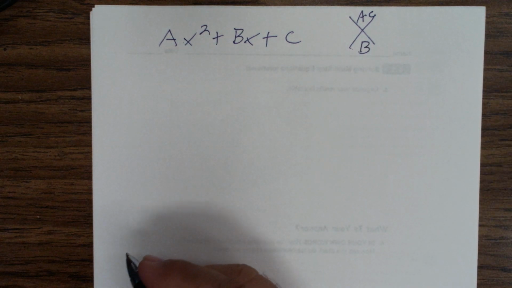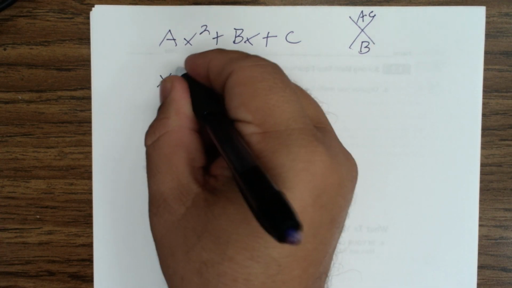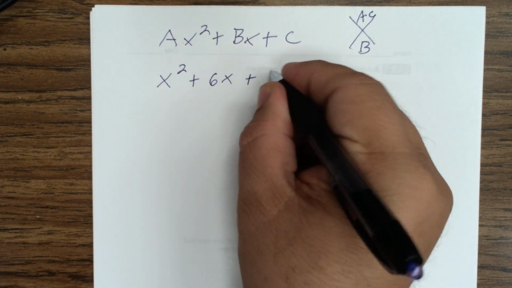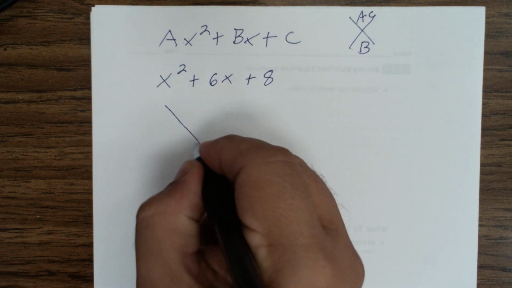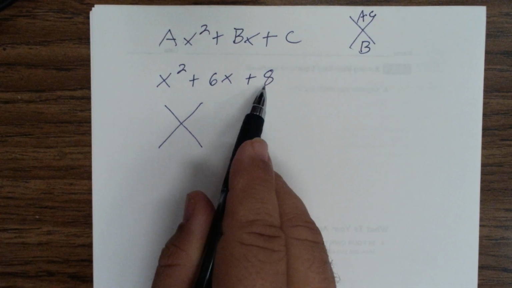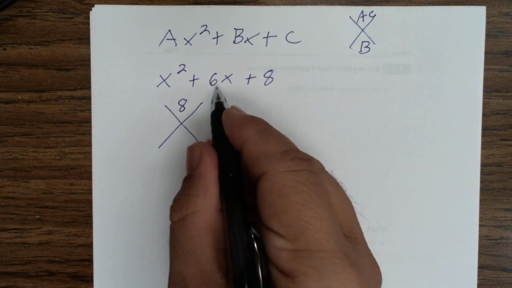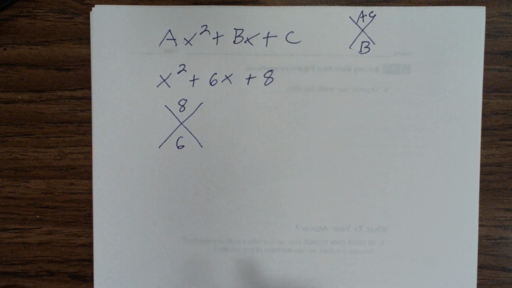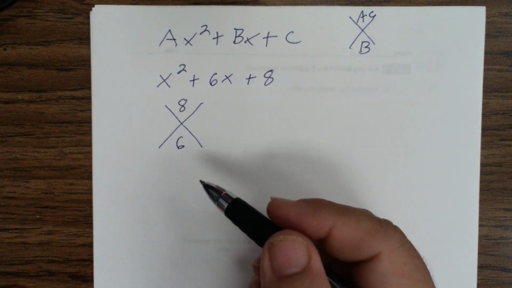And so if I have, for example, x squared plus 6x plus 8, then our diamond has 1 times 8 up here, and then the 6 goes down here. And we are looking for two numbers that multiply to be 8 and add to 6.